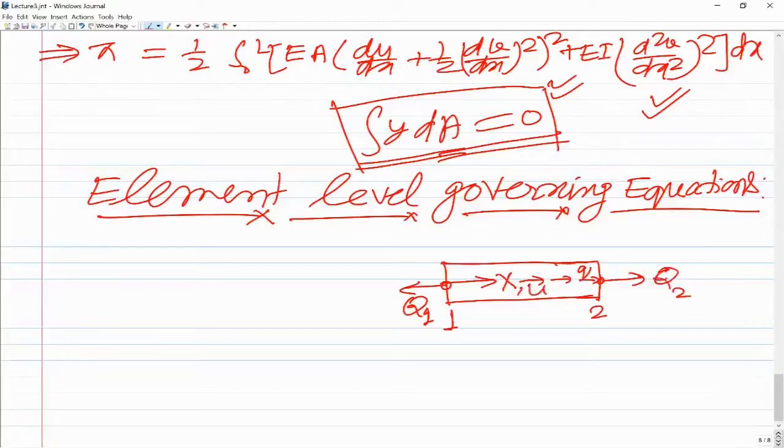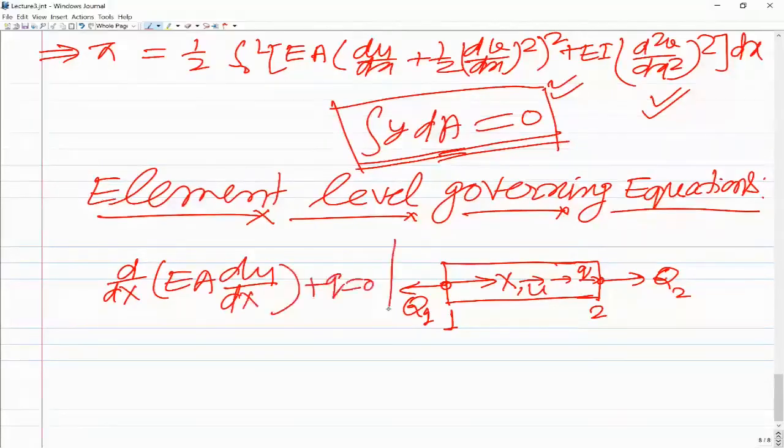When we write the differential equation for this element, we will have d by dx of EA into du by dx, plus q is equal to 0. So this is going to be the differential equation, and the length of the element is, let us say, small l. So capital X varies from capital X equal to 0 at the left end to capital X equal to small l at the right end. This is the first node and this is the second node, left and right nodes. And this is the differential equation we already know for this problem.